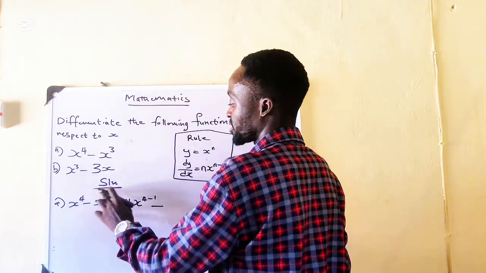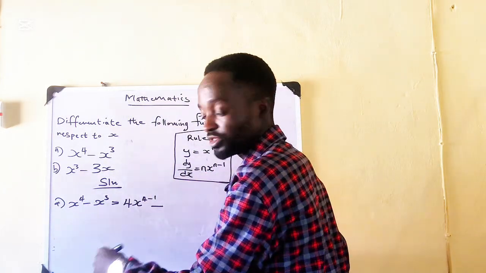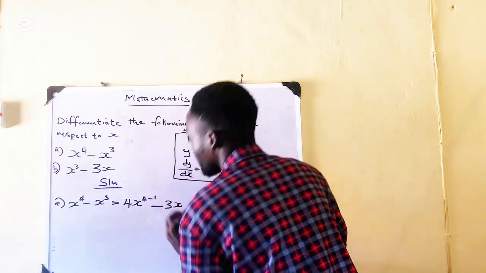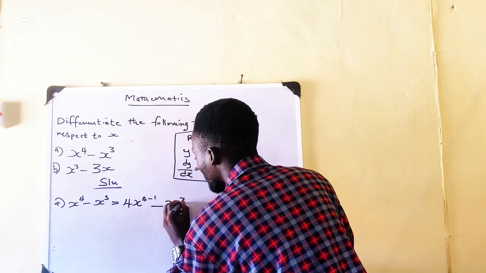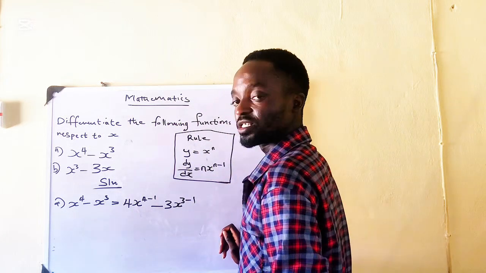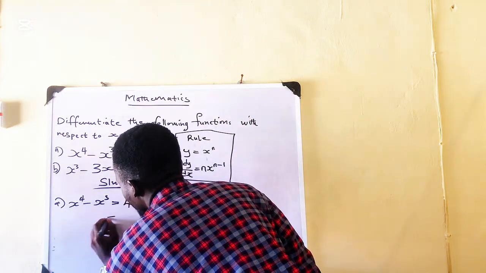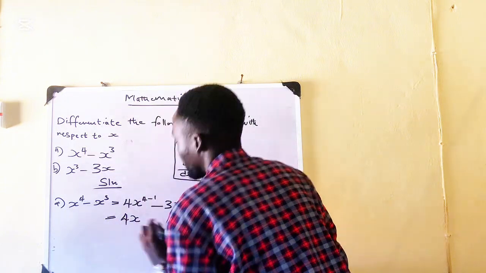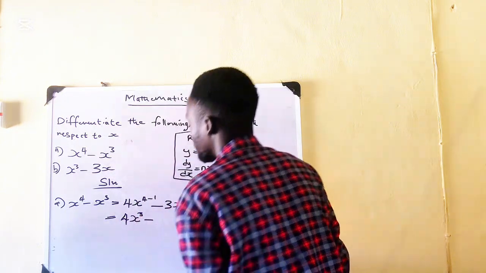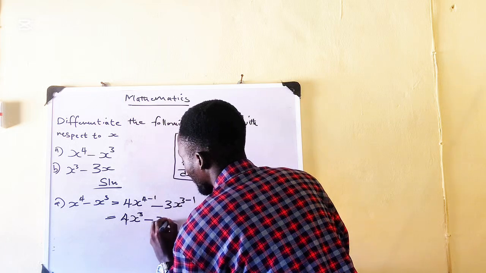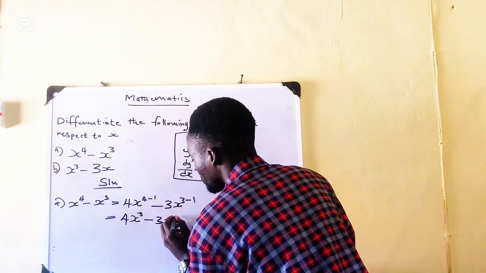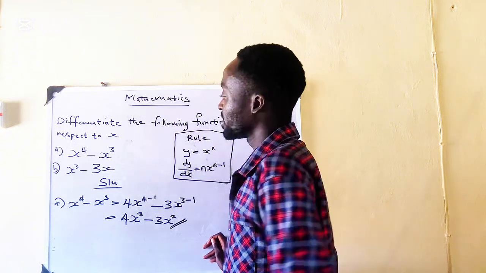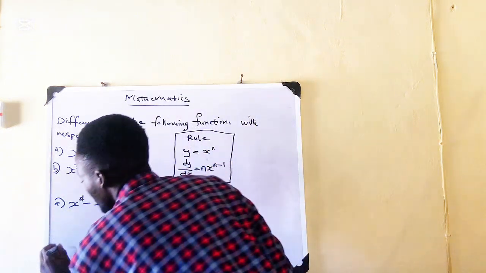Here also we have x raised to the power of 3, so we bring down the power, which is 3. Then we write x as it is, and we also subtract 1 from the 3. So if we do the subtraction, this is going to become 4x, 4 minus 1, that is 3, minus 3x, then 3 minus 1, that is 2. So 4x cubed minus 3x squared is the answer to this question. Alright, now let's solve the b part.